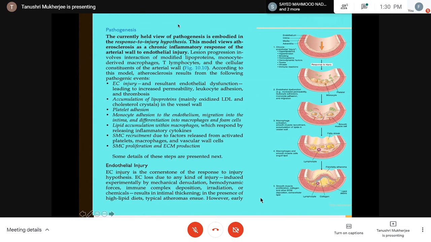There's platelet adhesion. There's monocyte adhesion to the endothelium, migration into the intima, and differentiation into macrophages and foam cells. Lipid accumulation within macrophages, which respond by releasing inflammatory cytokines. Smooth muscle cell recruitment due to factors released from activated platelets, macrophages, and vascular wall cells. Smooth muscle cell proliferation and extracellular matrix production. So this is the sequence of events which occurs in the pathogenesis of the formation of an atherosclerotic plaque.